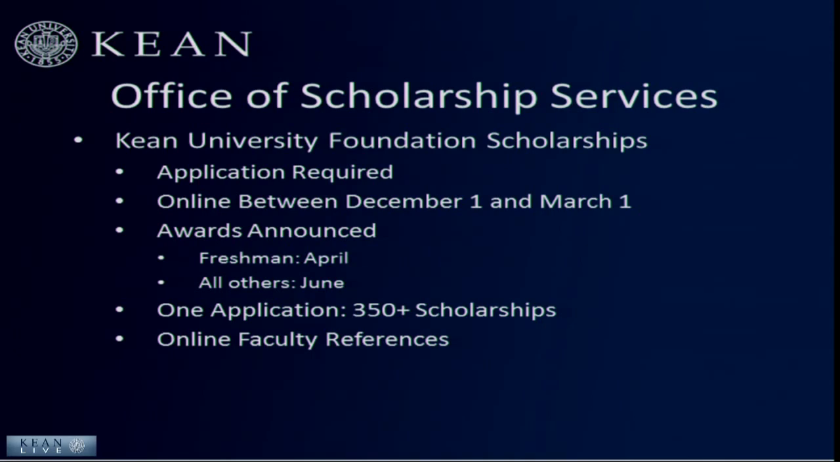Notifications are made once the reviews are completed. Incoming freshmen find out in April. Actually, if they do the priority deadline, which is February 1st, they will find out by March 30th. All other students, transfers included, will find out in mid-June if they got a scholarship, the outcome. One way or the other, they'll find out. They'll get an email sent to the account associated with their application. So that's really how that works.